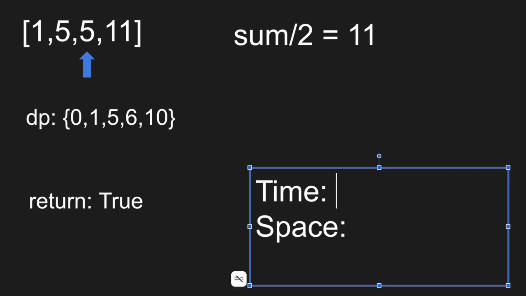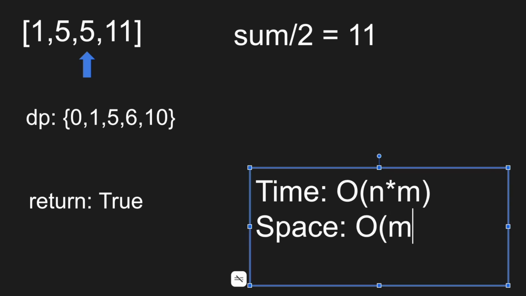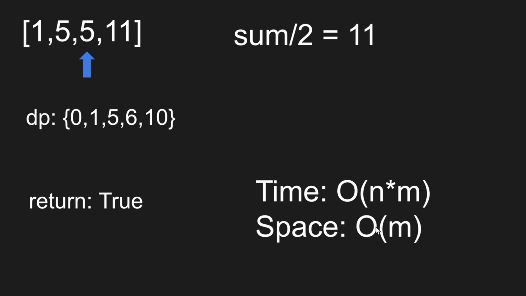The time complexity would be O(n times m), where n is the length of the input array and m is the length of the DP, because we will need to iterate through each element, and at each element we will have to iterate through the DP by adding to the elements. And the space complexity would be O(m) because the DP will take up to m space. So now let's get to the coding part.